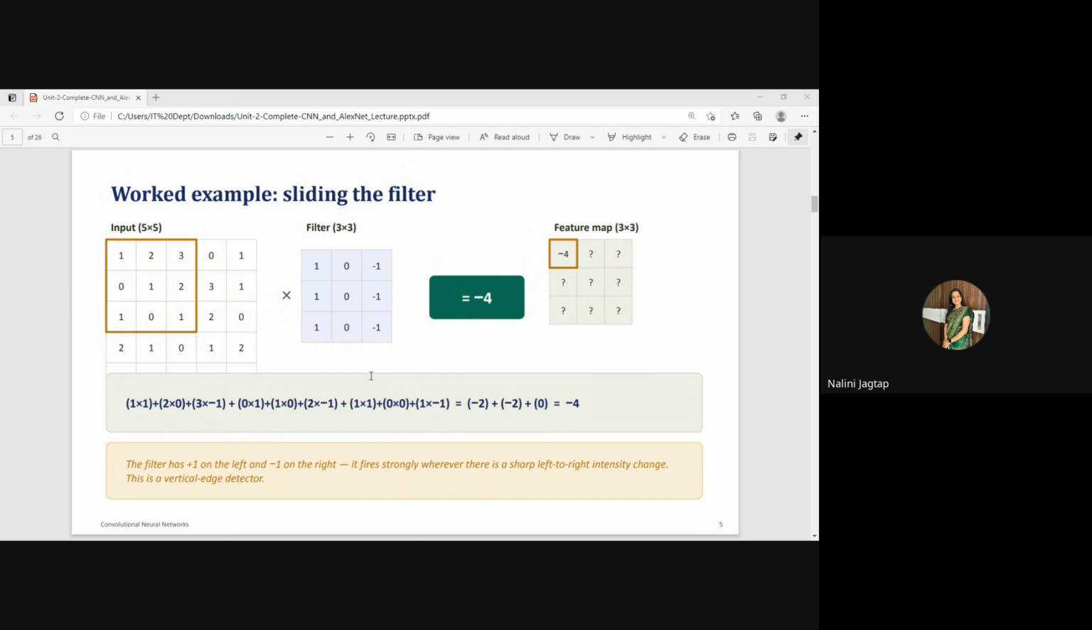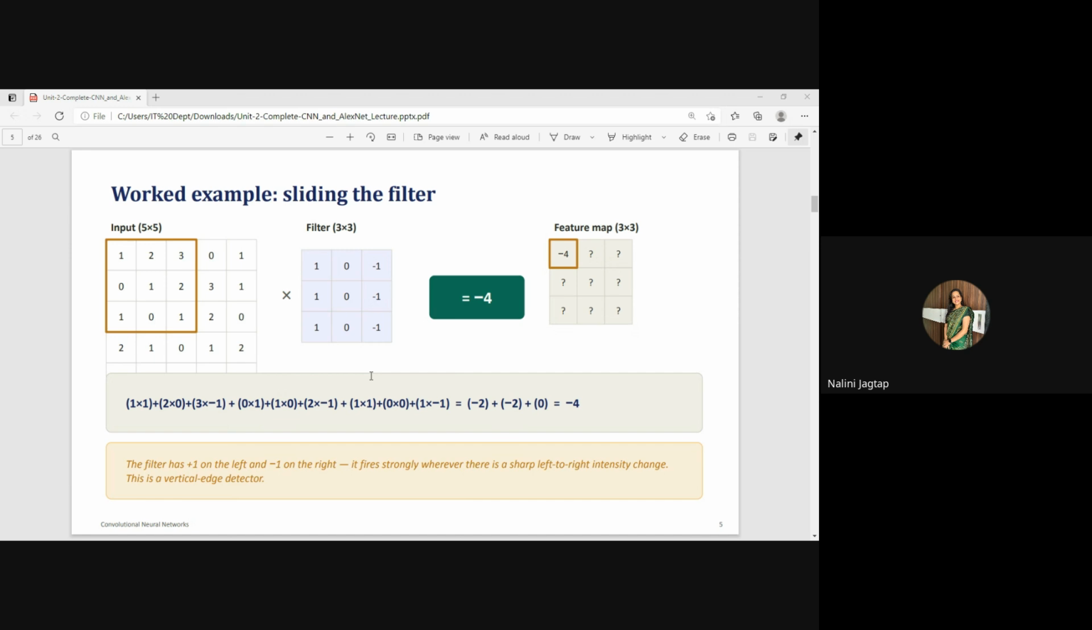So we will see here the sliding filter. I hope you are able to see it on the screen. Let's make this very concrete. Here is a 5 by 5 input matrix and a 3 by 3 filter with the values 1, 0, -1 in every row. You can see it over here. Now watch what happens when we take the highlighted top left 3 by 3 patch of the input, multiply it element-wise with the filter, then sum everything up, row by row.